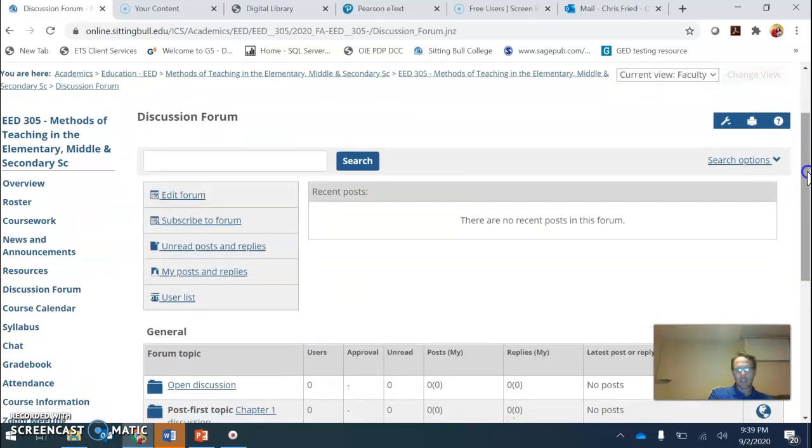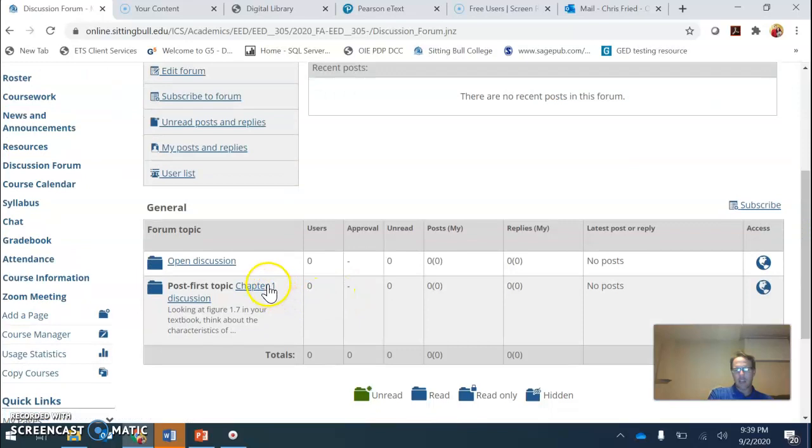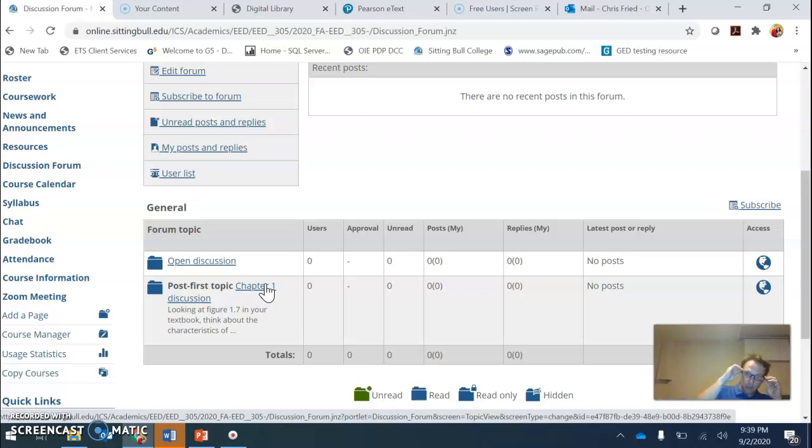So you go to that discussion forum on the left, which I just clicked on, and then down here there is a chapter 1 discussion that you can write about. You do not have to respond to anybody, but it's a post-first discussion, so you have to put a response in there first before you'll be able to see anybody else's response. Okay, do that by next Thursday as well, please.